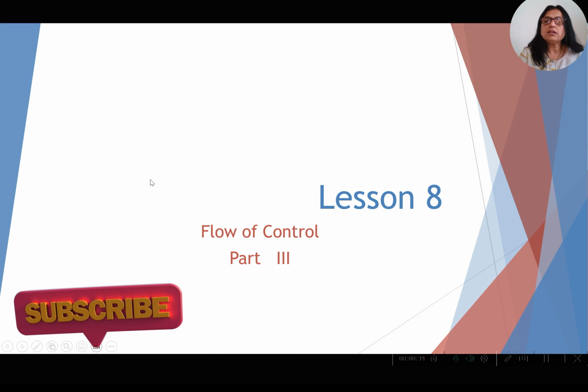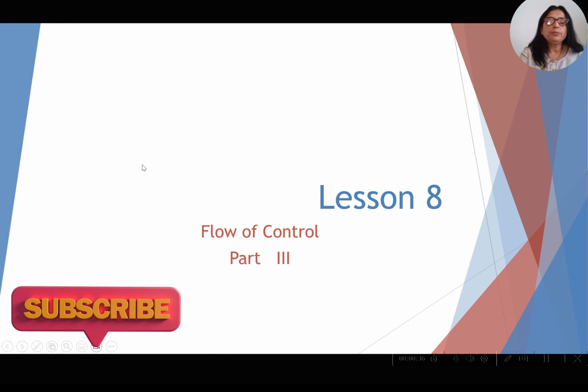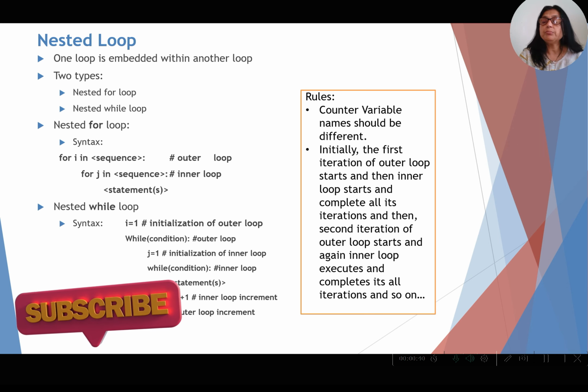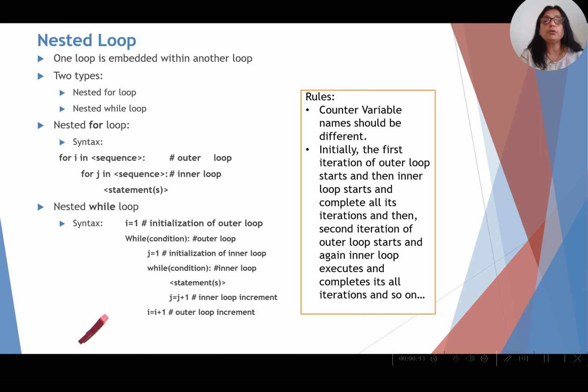Okay, this nested loop. What is a nested loop? We have learned in the previous lesson what the for loop and the while loop are. Based on that we will create the nested loop. So what is a nested loop? One loop is embedded within another. One loop is enclosed within another. There are two types of nested loop: one is the nested for loop, another is the nested while loop.